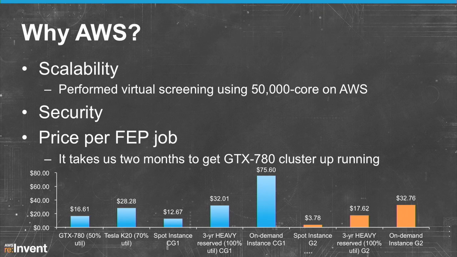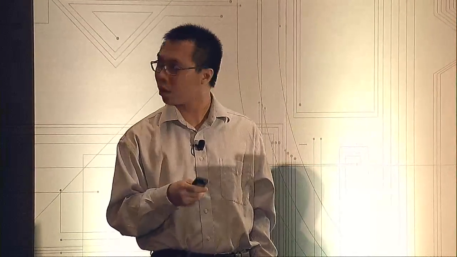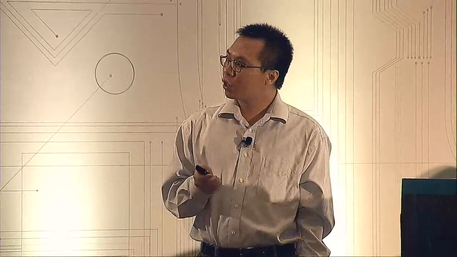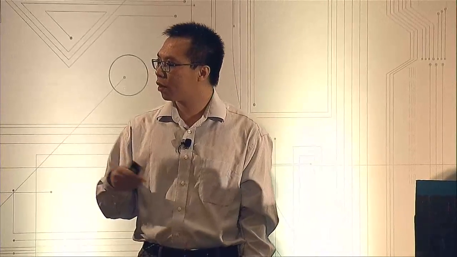In 2012, we used 50,000 cores to do virtual screening. And as mentioned in yesterday's keynote, we also used more than 50,000 cores to help one of our customers design solar cells, with help from Cycle Computing. Most importantly, it's very affordable. For each FEP calculation, it only costs about $4 on the G2 instance.